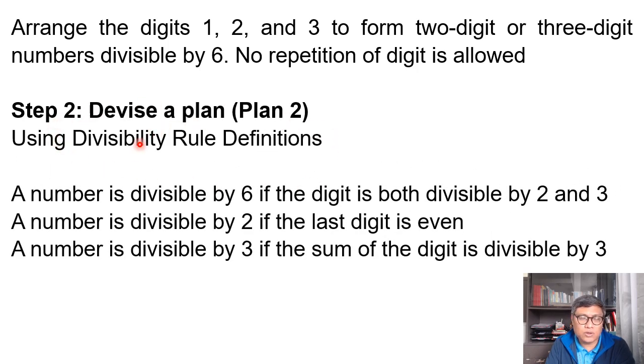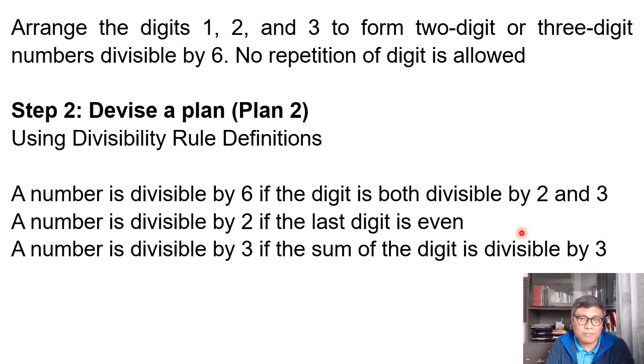Now, another approach to the same problem is to use definitions, use principles, okay? Now, I will be using the divisibility rules as my way of finding out. So, we have these 3 rules. A number is divisible by 6 if it is both divisible by 2 and 3. A number is divisible by 2 if the last digit is even. A number is divisible by 3 if the sum of the digits is divisible by 3.